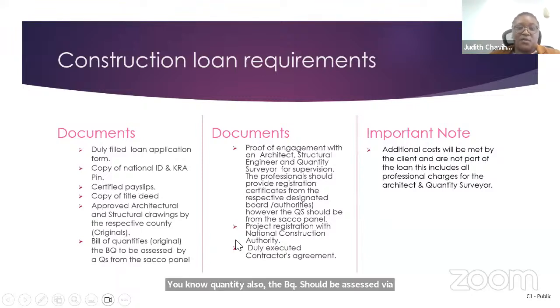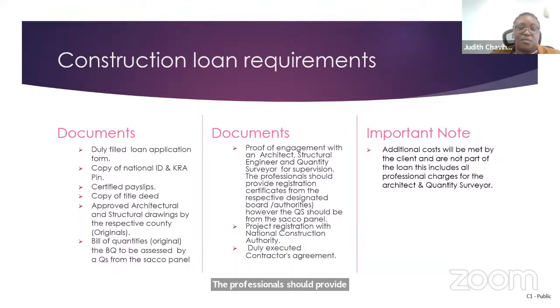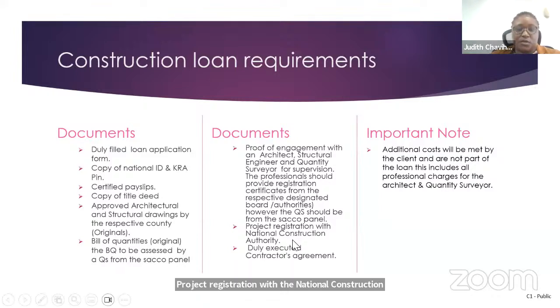Proof of engagement with an architect, structural engineer, and a quantity surveyor for supervision. The professional should provide a registration certificate from the respective registered boards or authorities. However, the keyword should be from the Sacco panel, so we normally insist for assessments to be done from our side. Project registration with the National Construction Authority: the project must be registered with the National Construction Authority.